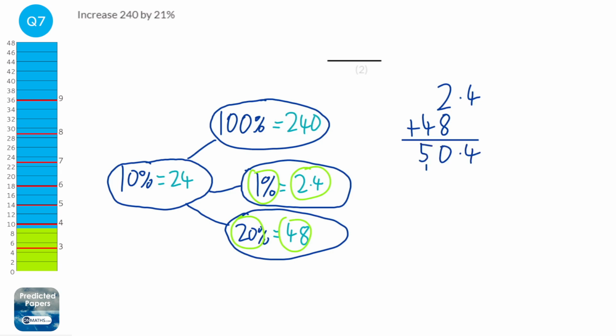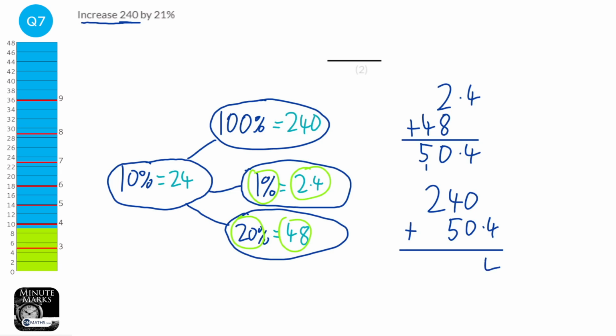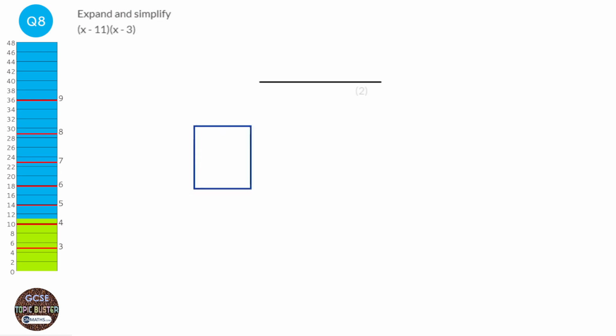So 50.4, but it says to increase 240 by that amount. So we need to get 240 and add the 50.4. Probably, again, don't need to show the working out for this. We can do this in our heads, but it's a bit easier to see what we're doing. So the answer would be 290.4.